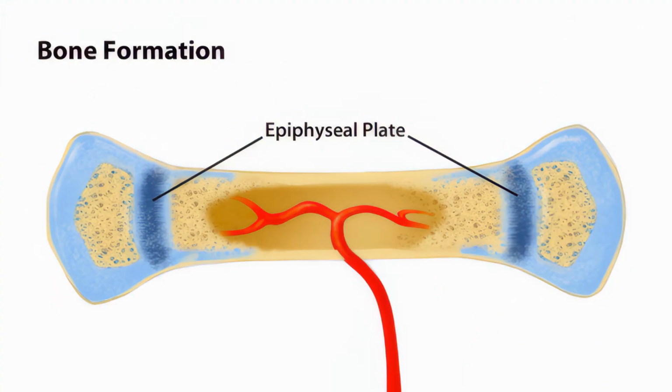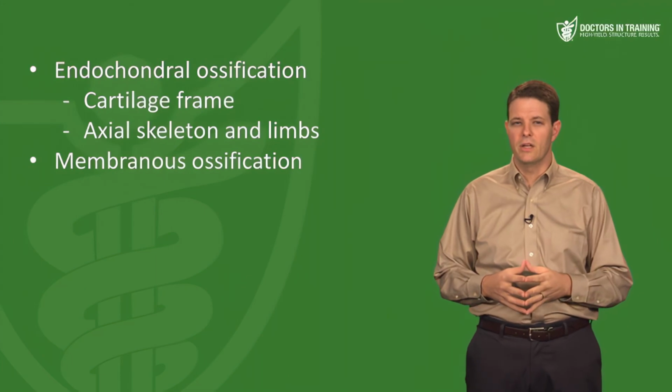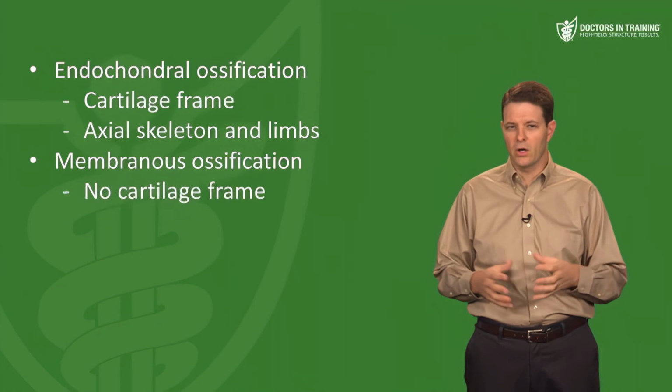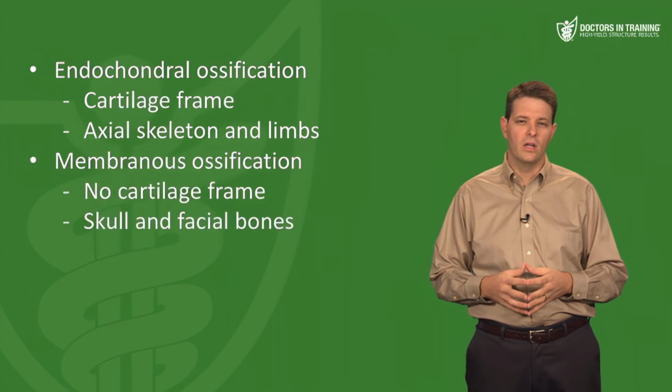And you know that children have epiphyseal plates on the ends of the long bones to allow the bones to lengthen. That's an example of endochondral ossification. Then sometime in adulthood, those plates fuse and the bones can't grow any longer. And then membranous ossification is where the osteoblasts and osteoclasts build the bone directly without that cartilage frame. This occurs in the skull and the facial bones.